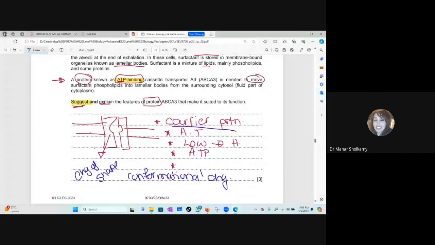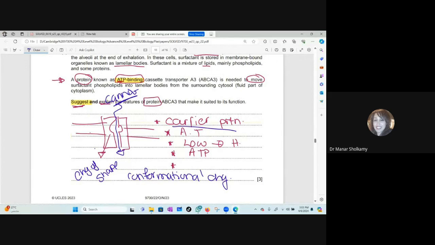Now these carrier proteins, they transport. What is the nature of the molecules that they transport? Molecules that are soluble in the phospholipid bilayer, or not soluble? They cannot cross the phospholipid bilayer because most probably they are hydrophilic. These carrier proteins, their interior is hydrophilic, so that they can accept hydrophilic or polar molecules. So you will discuss everything about carrier protein.